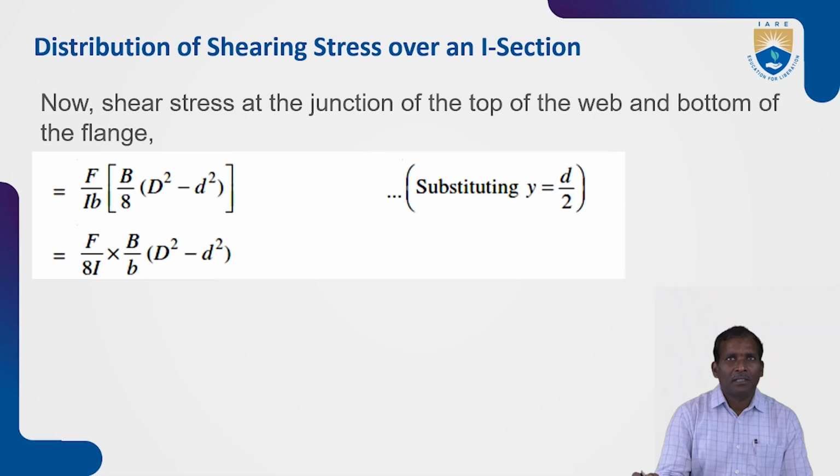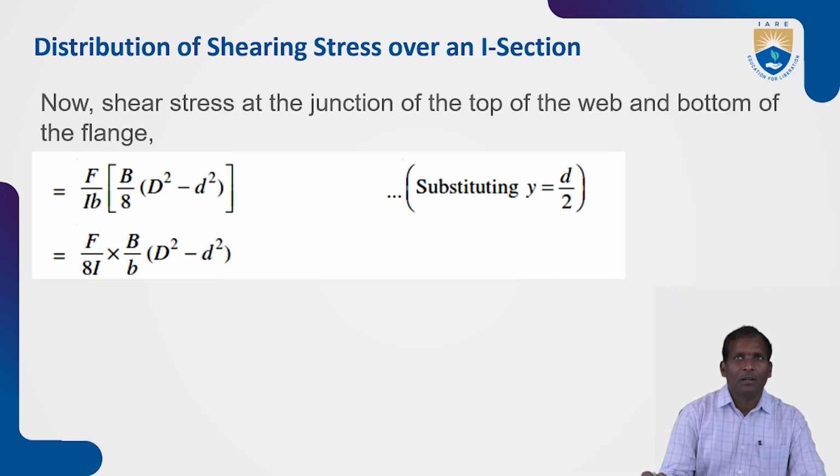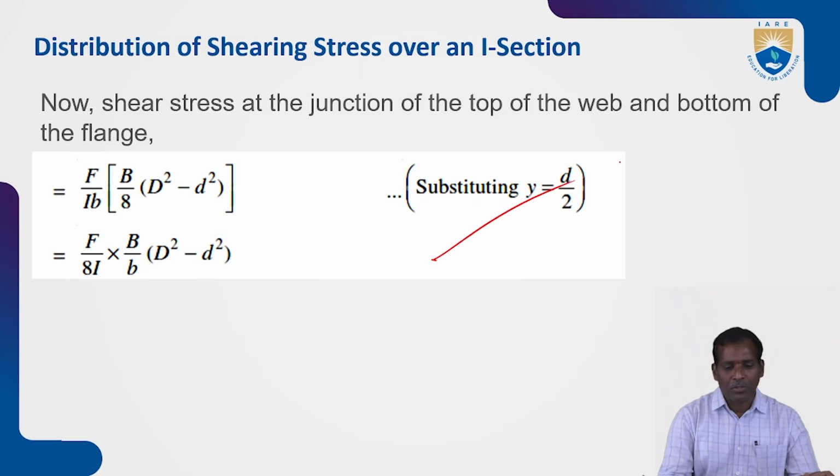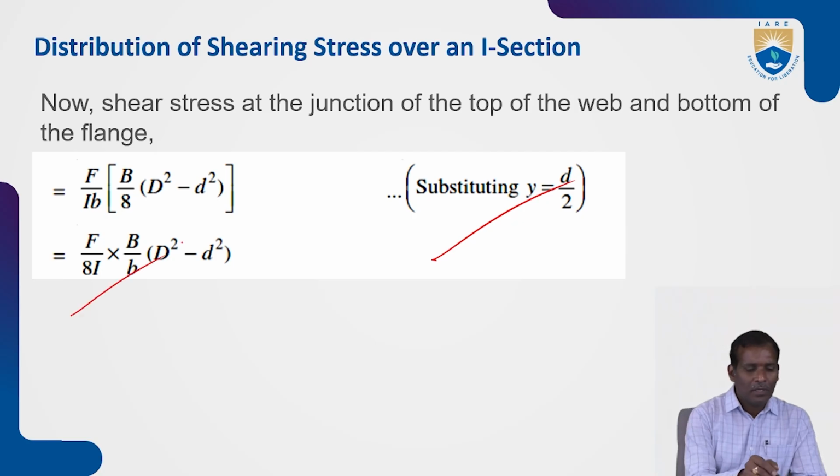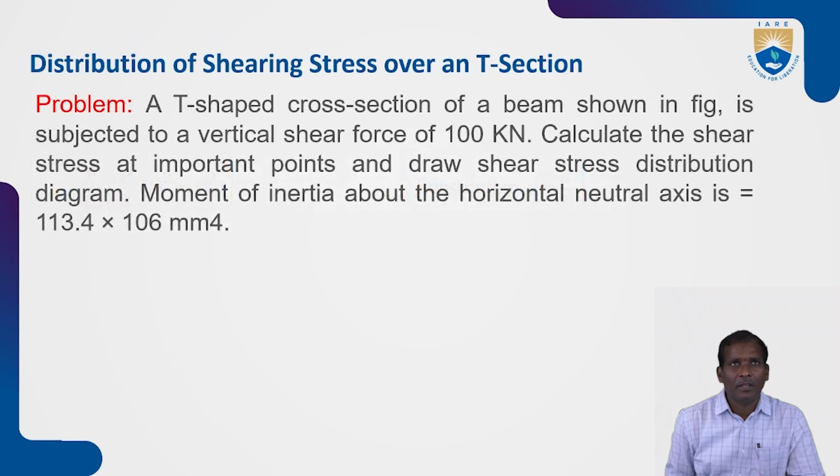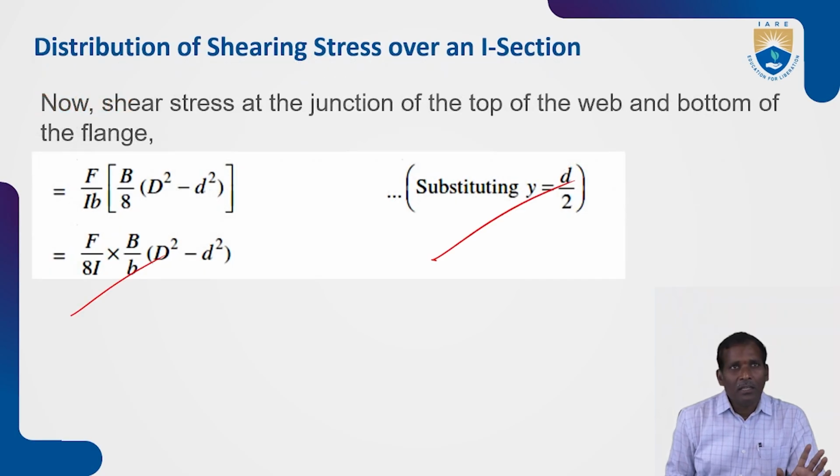And the shear stress at the junction of the top of the web and bottom of the flange is also calculated. Substituting y is equal to d by 2, you will get V by 8I into capital B by small b into D square minus small d square. So this is the procedure we have already followed for the I section.